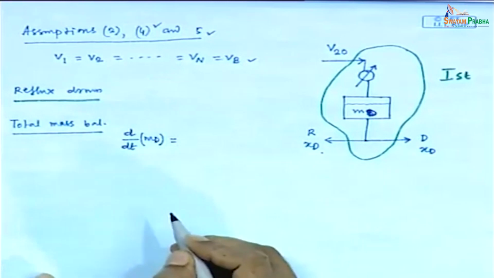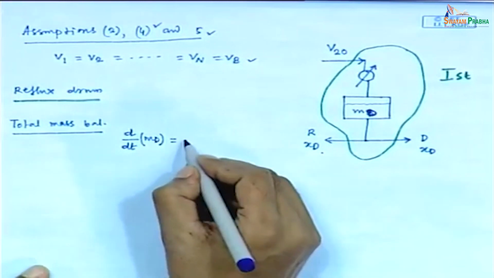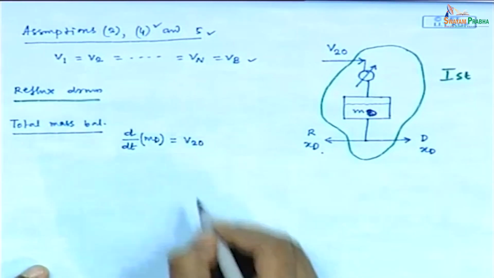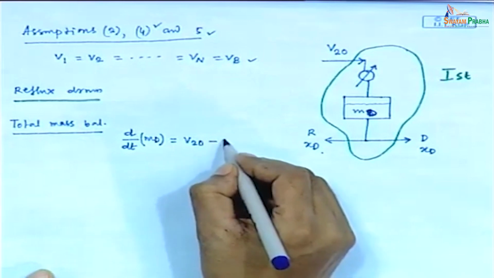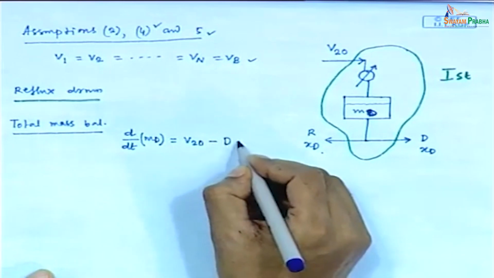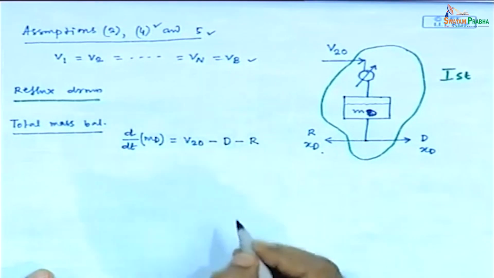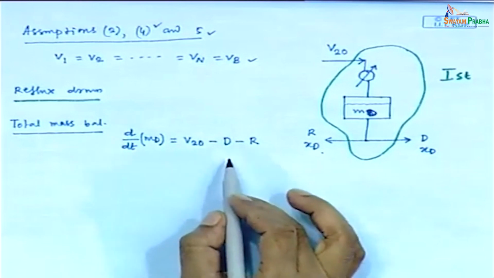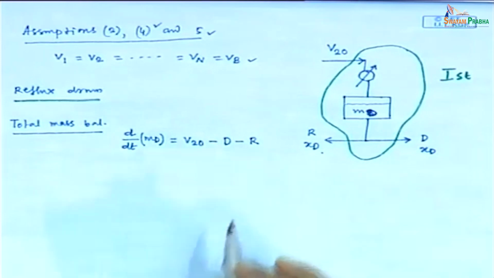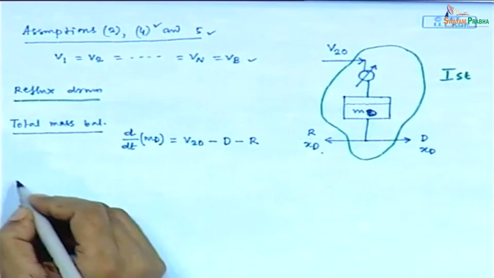What is the input to this envelope? V20 is the input to this envelope. What are the outputs? One is D and the second one is R. So, dMD/dt equals V20 minus D minus R. This is the total mass balance equation for this first envelope.